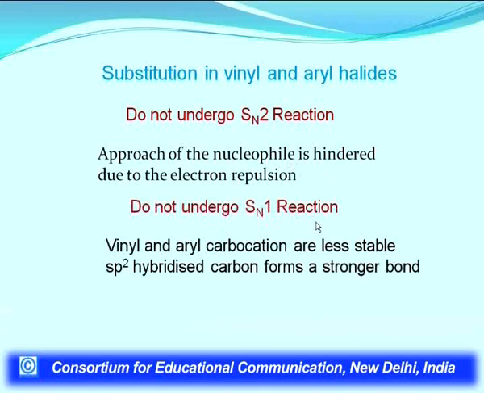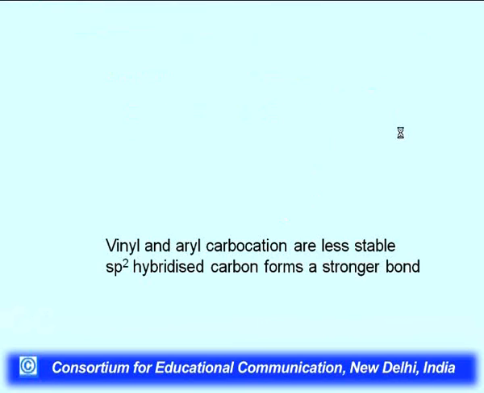They do not undergo even SN1 reaction because vinyl and aryl carbocations are very less stable, because in this case the halogen is attached to an sp2 hybridized carbon, and sp2 hybridized carbon forms a stronger bond, and it is not easy to break such a strong bond just by the energy received by solvation in polar solvents. So, vinyl halides and aryl halides are very less reactive or may not react at all by either of the two mechanisms, whereas benzyl halides and allyl halides are more reactive by both the mechanisms.